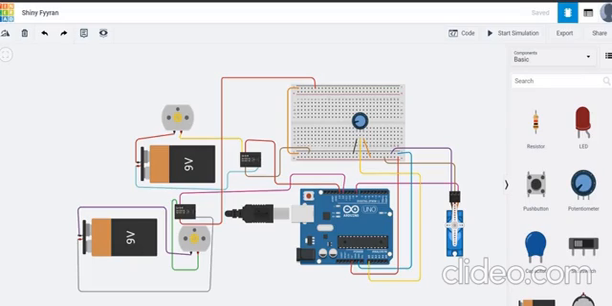So this is the simulation of our entire system. Here we have used 2 batteries for the 2 DC motors, and we have used one breadboard, one potentiometer, one Arduino and one servo motor. Here we have not used a load cell because in the Tinkercad software the load cell was not available. So instead of a load cell we have used a potentiometer, because we all know that the output from the load cell will be a decimal value, and similarly the output from the potentiometer will also be a decimal value. The output from the potentiometer will be used for sorting purpose.